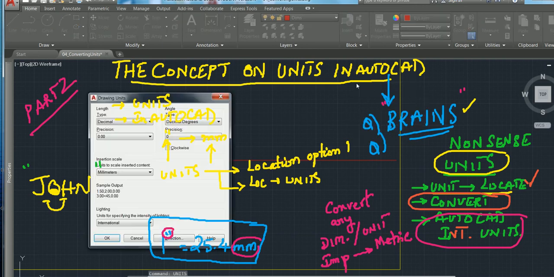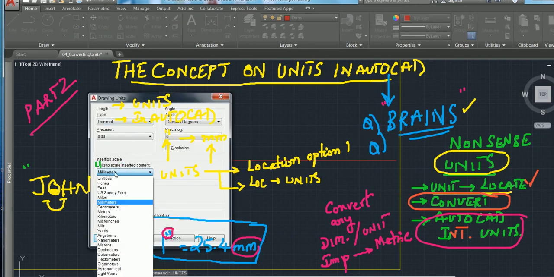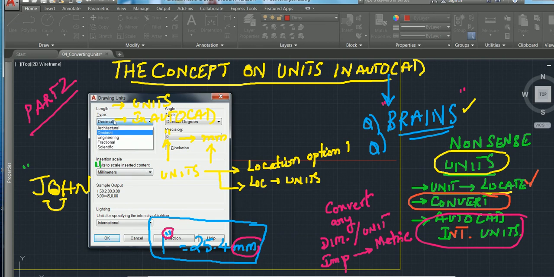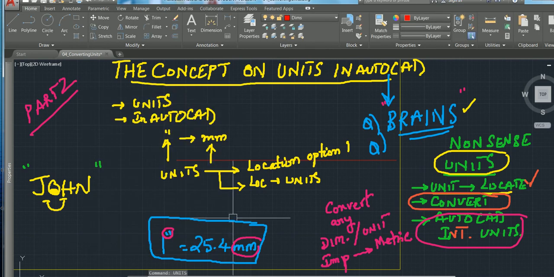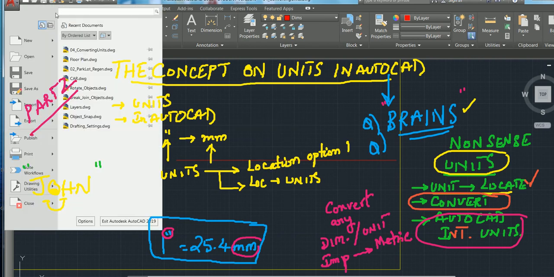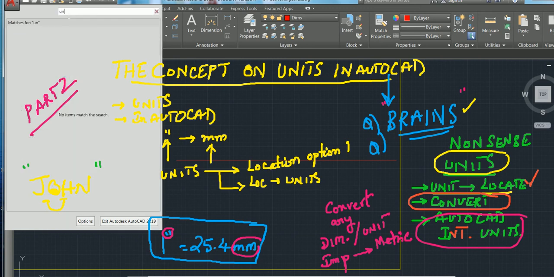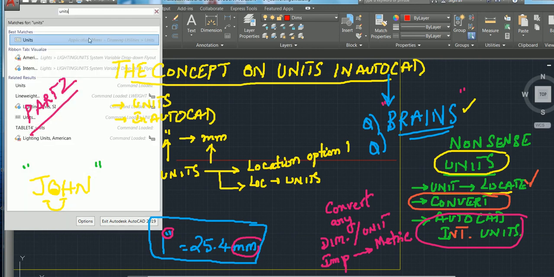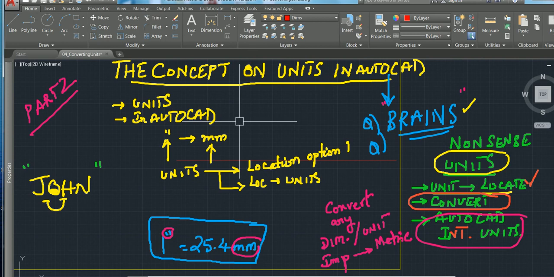I'm typing units. Enter. I converted from inches to millimeters. I'm just showing you what I did before: I changed the type to decimal and the precision, and I said okay. So we wanted to convert from inches to millimeters. Option 1, find the location: ask AutoCAD where is units. If you want a more detailed explanation, please go to part 1 of this video.